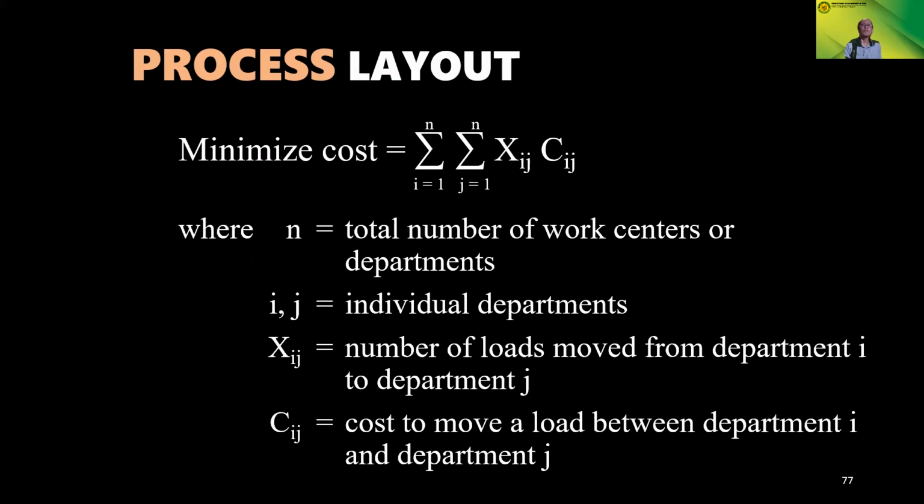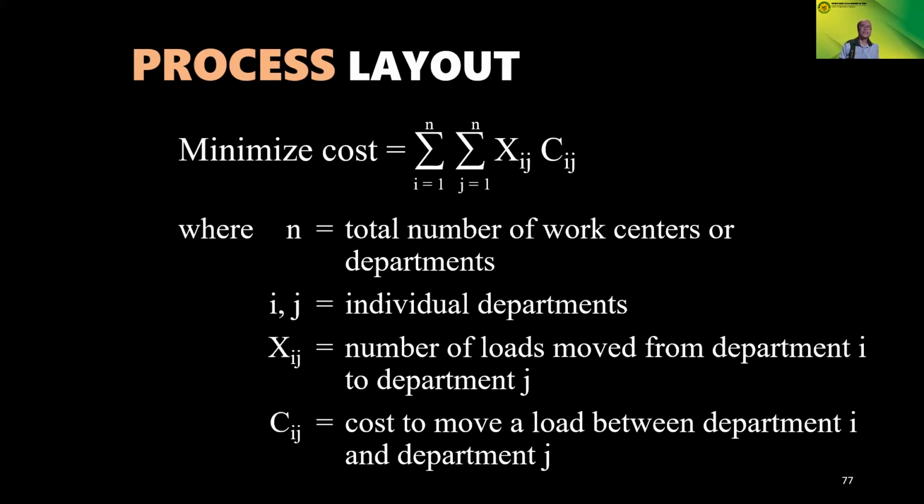So it is the sum from this formula. Cost is the sum of the product of the volume of load between departments multiplied by the cost to move a load between departments. Thus, the cost can be computed using this formula. Just take note of the formula first.